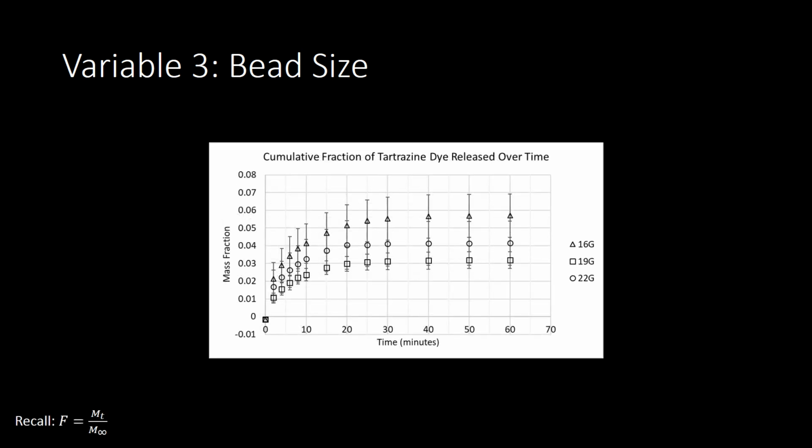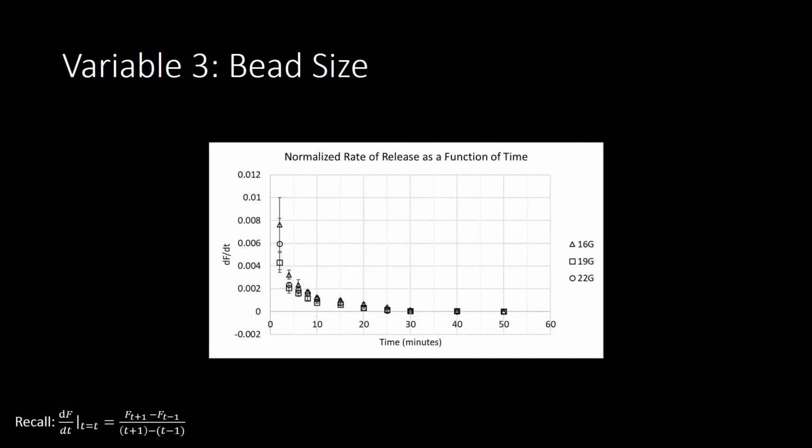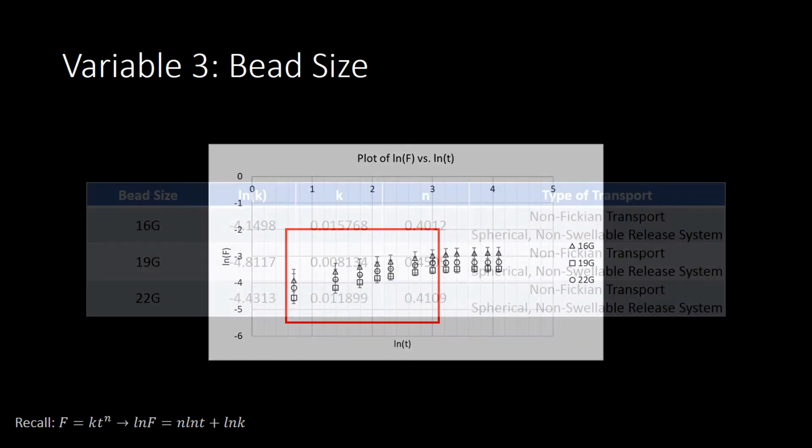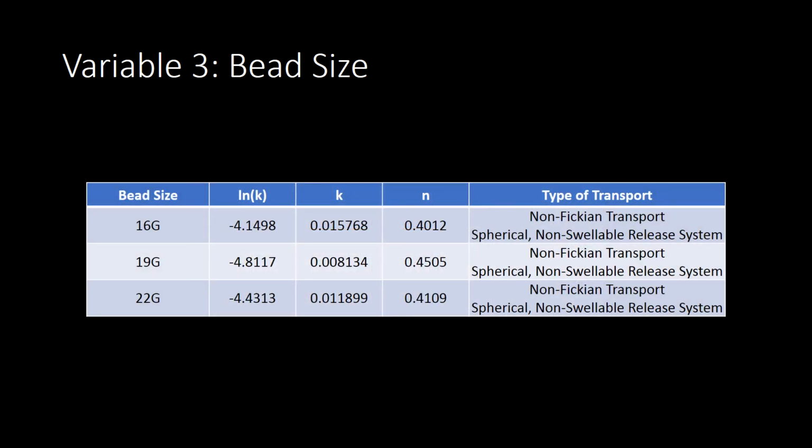The cumulative fraction of tartrazine release was plotted as a function of time, as was the normalized rate of tartrazine release, calculated at each time point. Lastly, the plot of the natural log of f versus the natural log of time was again plotted to determine the n and k parameters. The first 20 minutes of data were used to fit the data linearly. These are the calculated parameters for beads prepared from 16-gauge, 19-gauge, and 22-gauge needles.